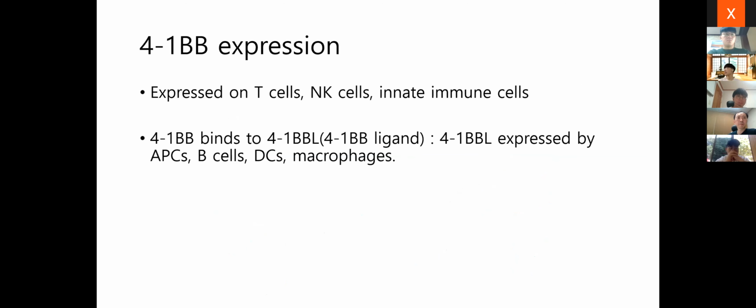4-1BB protein is expressed on T cells, natural killer cells and innate immune cells. These 4-1BB proteins bind to 4-1BBL, the 4-1BB ligand, and this 4-1BB ligand is expressed by antigen presenting cells, dendritic cells and macrophages. So when we use anti-4-1BB drugs, we can activate the 4-1BB proteins and we can make the immune system stronger.